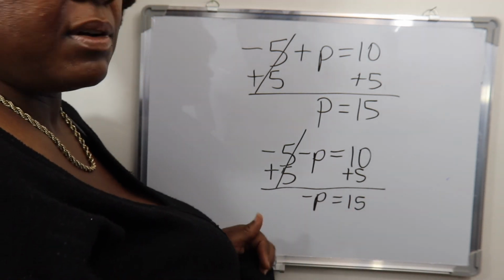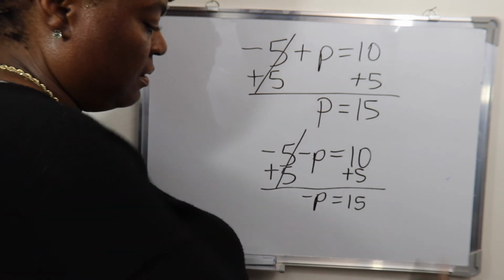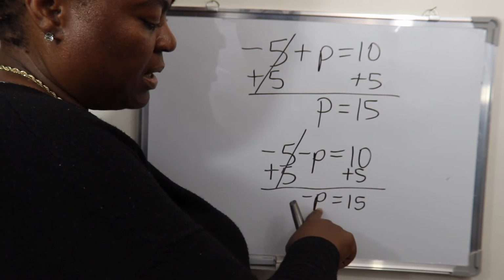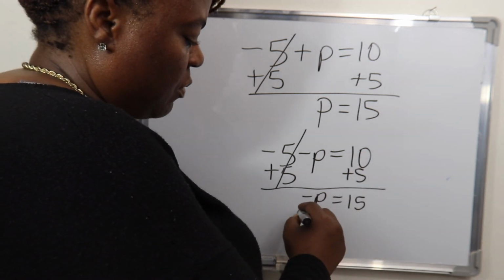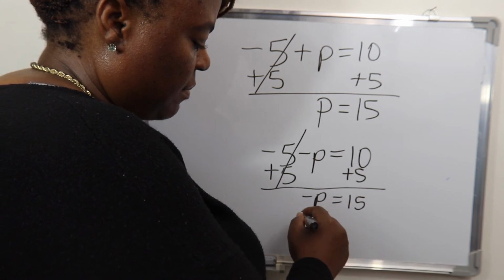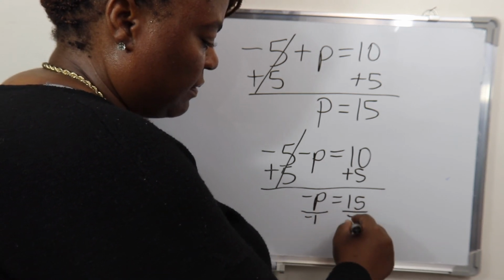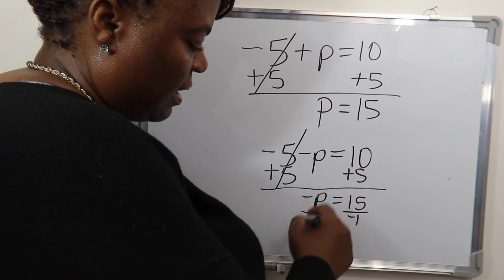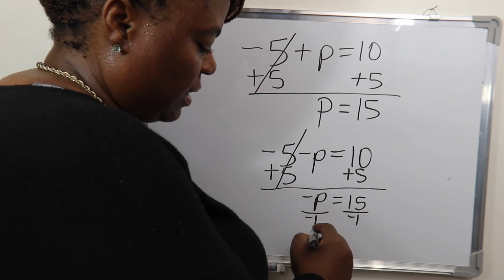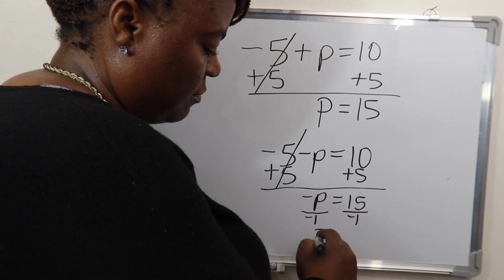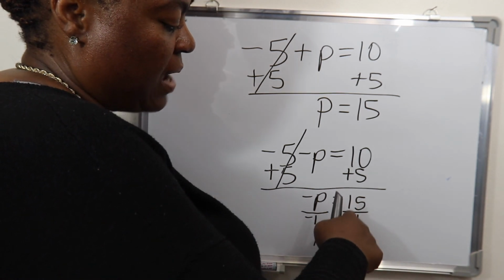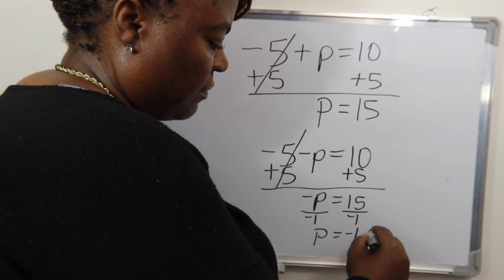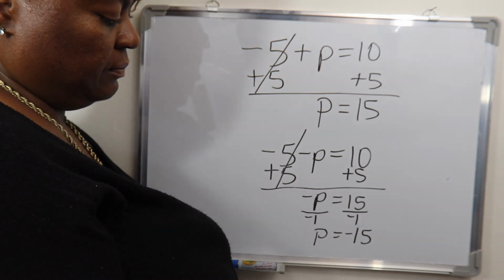We cannot leave a variable negative. So there's an imaginary 1 in front of there. And we know it's a 1 because we only have 1 p. So we divide everything by that -1, left and right. Negative divided by a negative becomes a positive, and that's just 1 going into p. So we have p. Again, we have a positive divided by a negative. That means our answer is going to be negative 15. Okay?